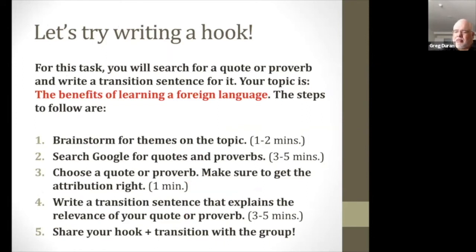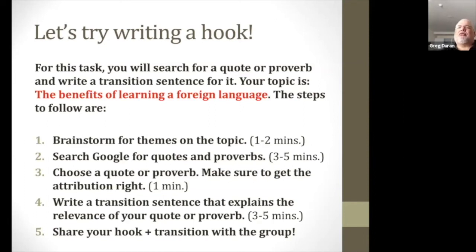Okay, so, we made it. Let's try writing our own hooks. Okay, so this is going to take a little bit of effort on your part. I would open up a Microsoft Word document if you're on your computer, or, of course, I know a lot of my students write their stuff on their smartphones. You can do that as well. However you decide to do it, we're going to look for a quote or proverb only. Don't look for statistics or anecdotes, because those might be a little bit harder to find, but quotes and proverbs are very easy to find.